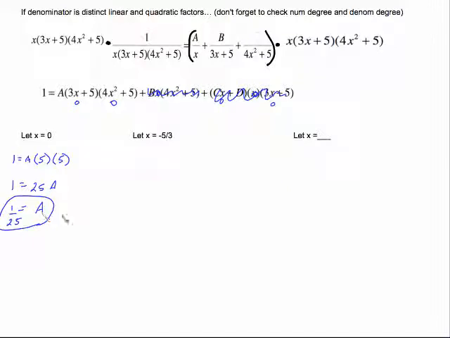So that's one value. For B, I'm going to let x equal negative 5/3. Because if I put negative 5/3 in here, 3 times negative 5/3 is negative 5 plus 5 is 0 right here. So all of this goes away. If I put negative 5/3 in here, 3 times negative 5/3 is negative 5 plus 5 is 0. Multiply 0 times all that, that goes away. So all I have to do really is put negative 5/3 in for that x, and then clean it up. So this will be 1 equals B times negative 5/3.